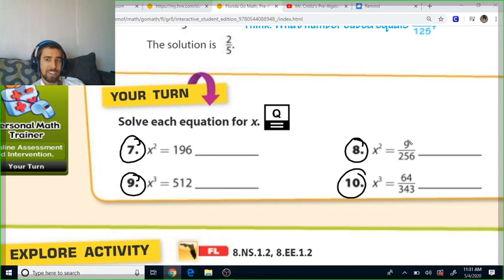Right, and I gave you the square root of 9. How do you get rid of this squared? Because I need to solve this. I need to do the square root. And the square root of 196 is what, people? Number 7 was plus or minus 14. For number 7, the square root of 196 is 14 and negative 14.